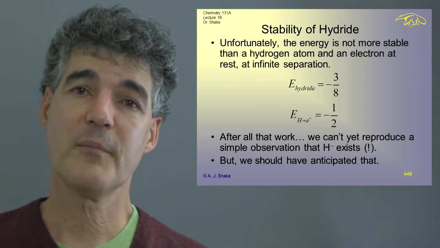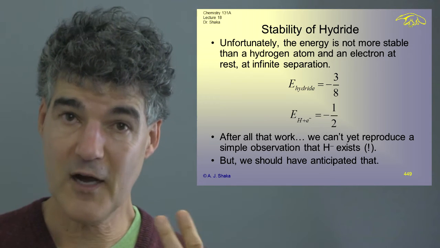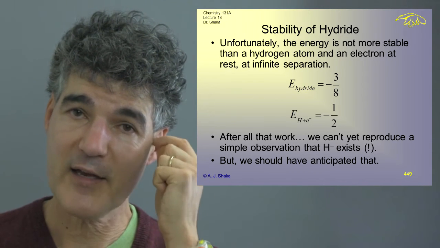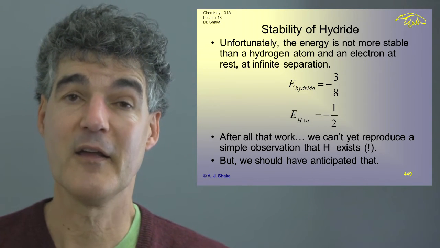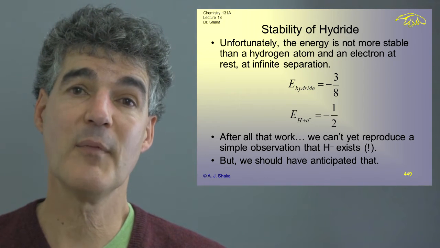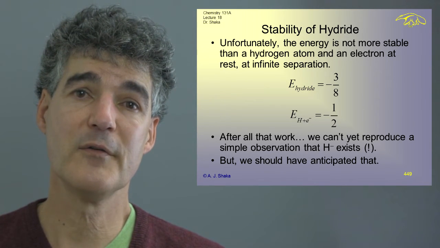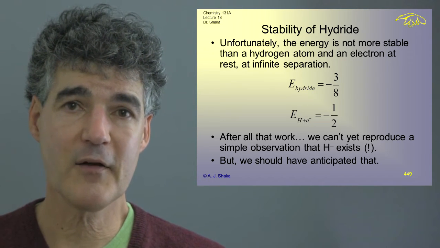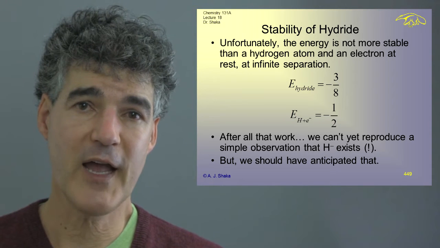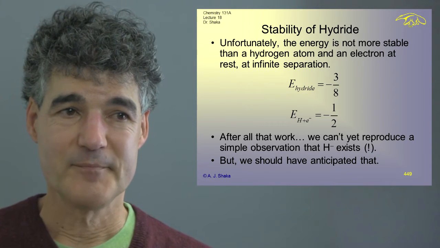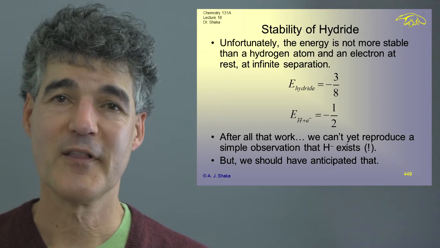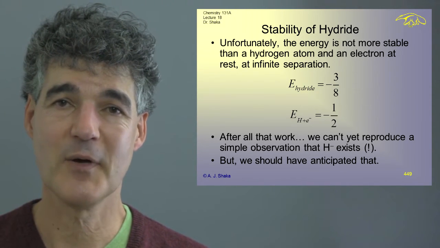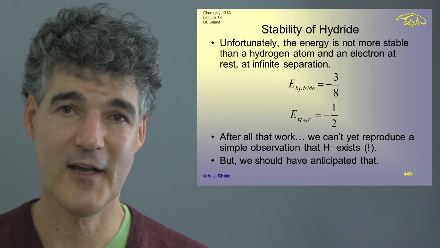Or it could mean that perturbation theory to first order is not good enough to give us the correct answer. And in fact, in this case, it's the second thing. That means that we've got to somehow work harder in order to figure out a better wave function or a better way to calculate the energy that we know is more accurate than what we've done here. After all that work, then, we can't reproduce the simple fact that H- exists. It has a well-known radius. It has a positive ionization energy.